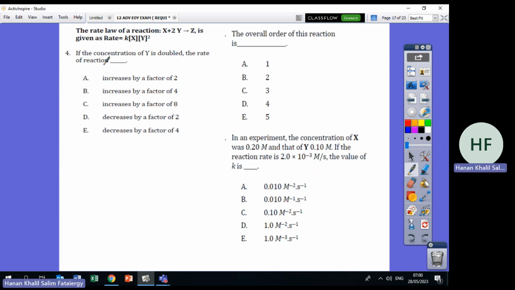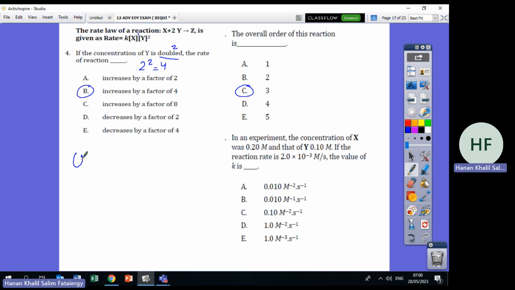Okay, now another question. What will happen if the concentration of y is doubled? Here the order of x is 1, the order of y is 2, the overall order will be 3. If y is doubled, it means 2. So I will remove y and I will put 2. 2 power 2, this is equal to 4. Okay, similarly here you put the values and then you find the answer.